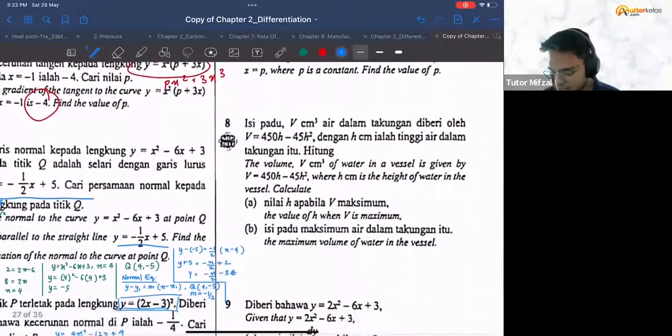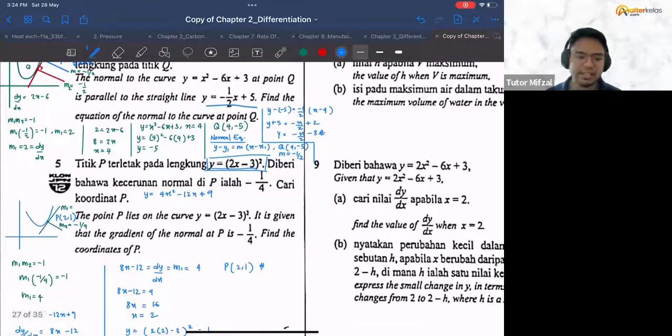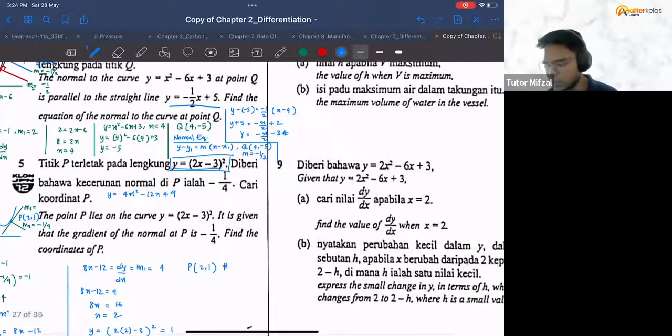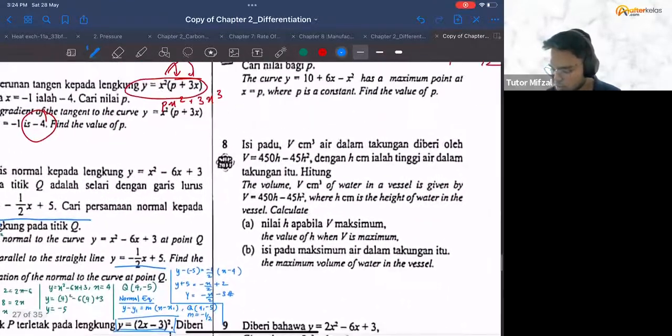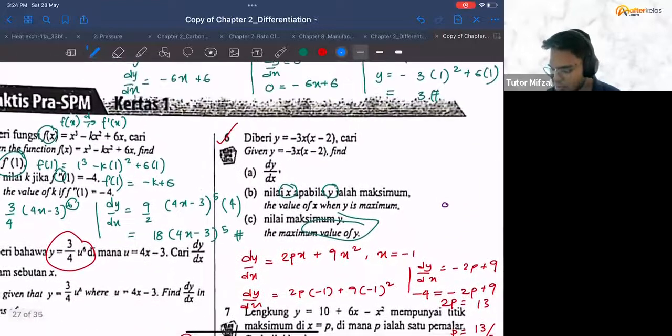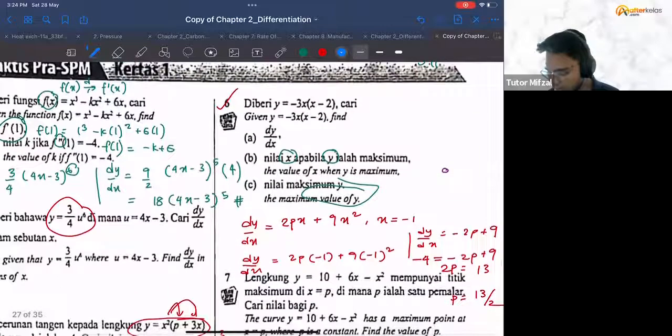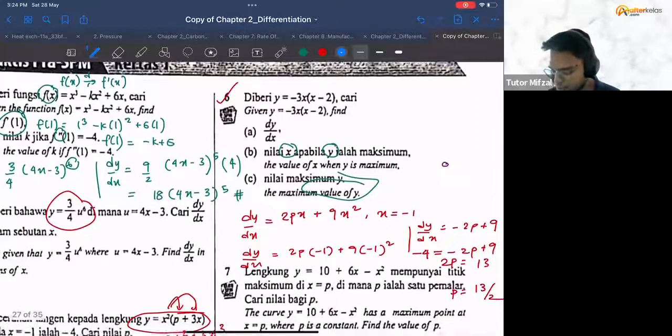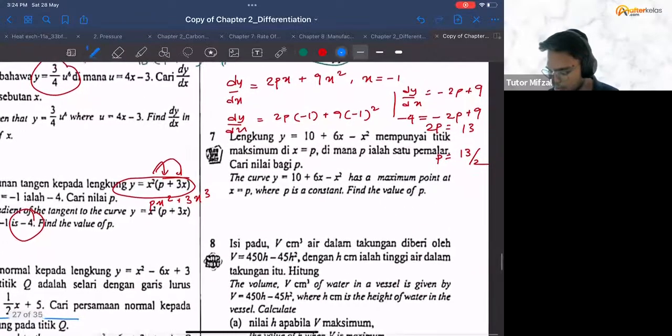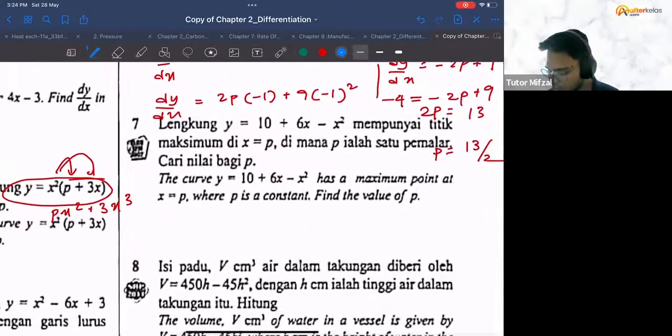Dia ada reason why dia 90. Tapi korang tak belajar what's the reason. So you just remember the relationship je lah. M1, M2 equivalent to negative 1. Okay, and then for 6 ni hari tu kita dah tengok dah the question. Alright. So I'm just going to skip that. Yeah, let's have a look at question number 7.